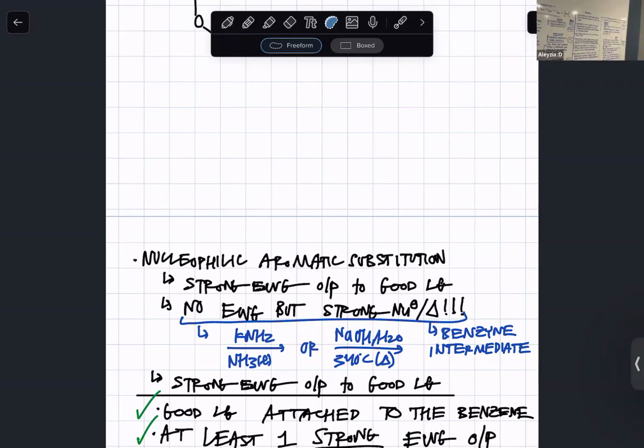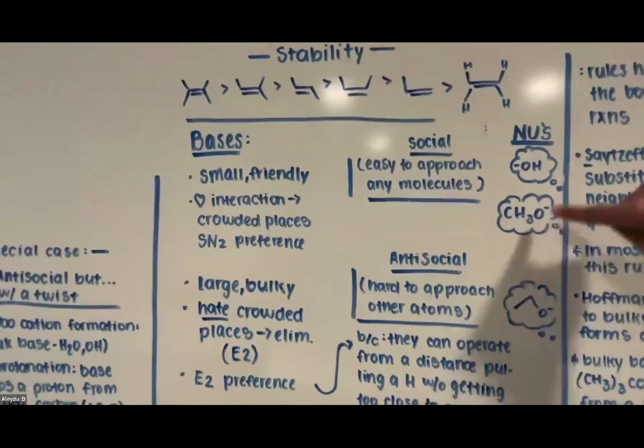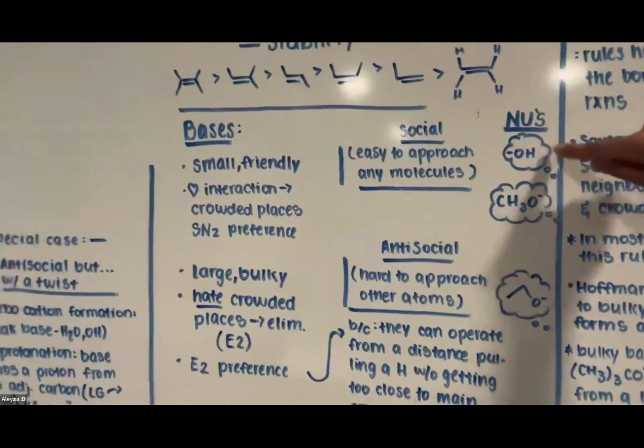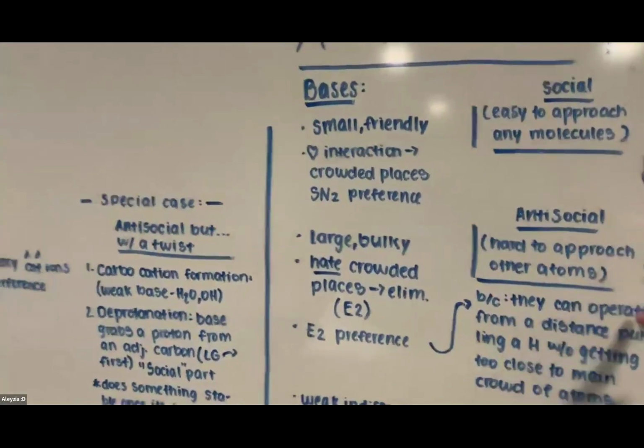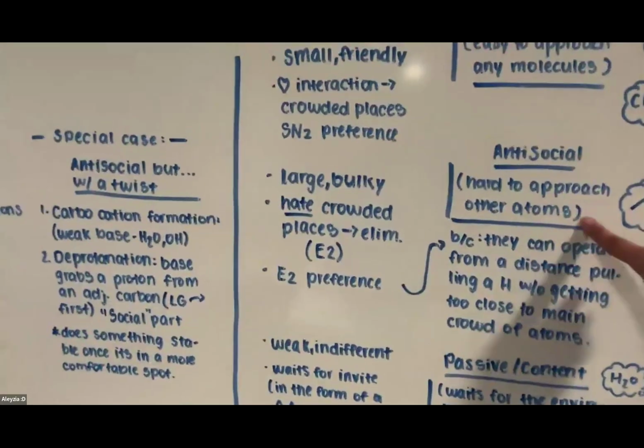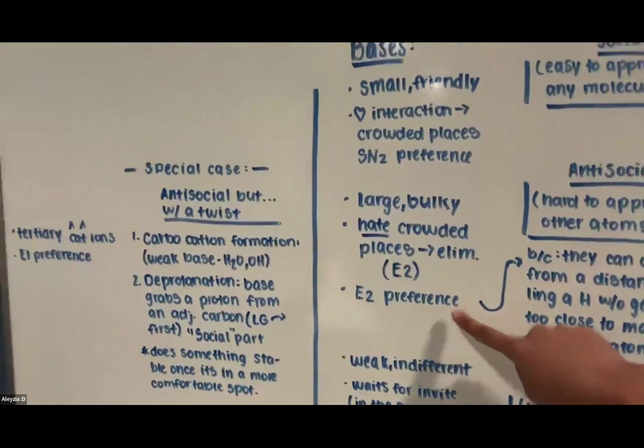Do you have anti-periplanar somewhere? No anti-periplanar yet. I'm not sure if we're gonna cover it. Also, I categorize bases as socials. Our SN2 preference is small and friendly, so they're easy to approach any molecules, like nucleophiles such as OH or CH3O. Our larger bulky groups are antisocial because they're hard to approach other atoms, so they would prefer E2, because it's like crowded places. So I think of them like people.